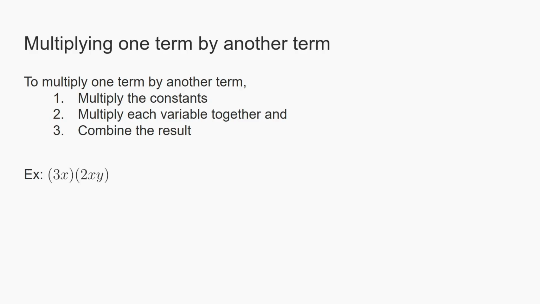So, our first step, multiplying 3x and 2xy, is to multiply the constants. So 3 times 2 are constants. And then next, we're going to multiply each variable together. So that's x times y. Combine the results gives us 3 times 2, which is 6. X times x is x squared. Y. Our final answer is 6x squared y.